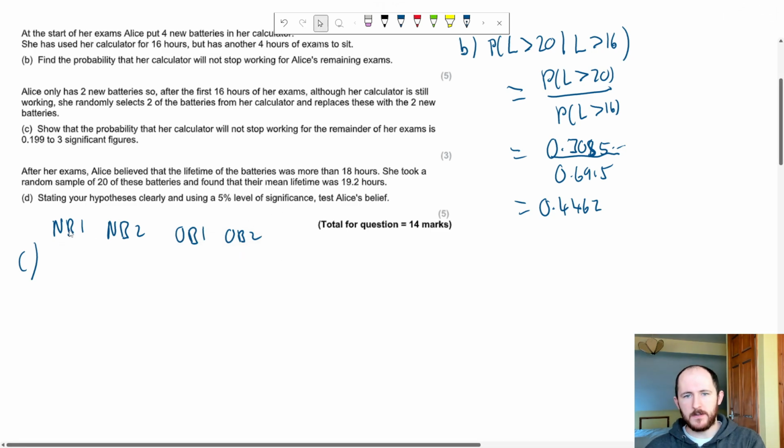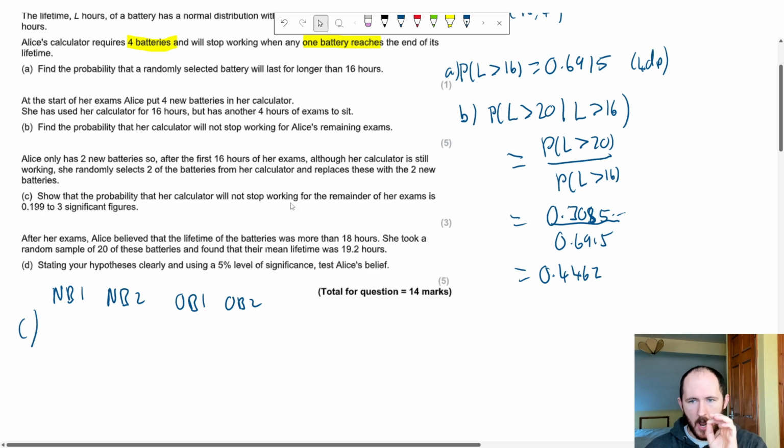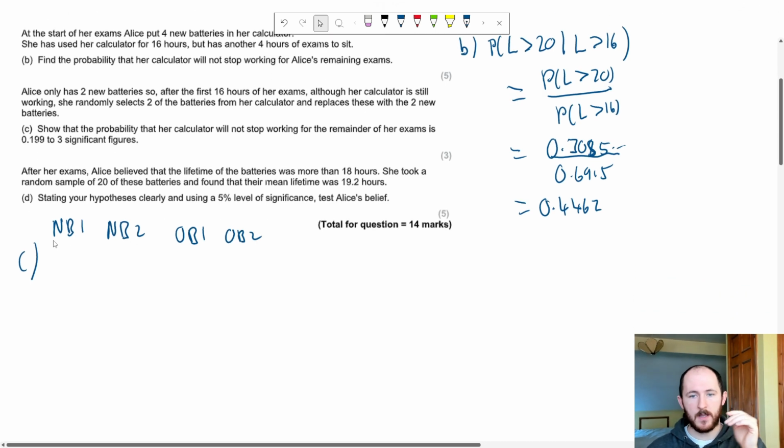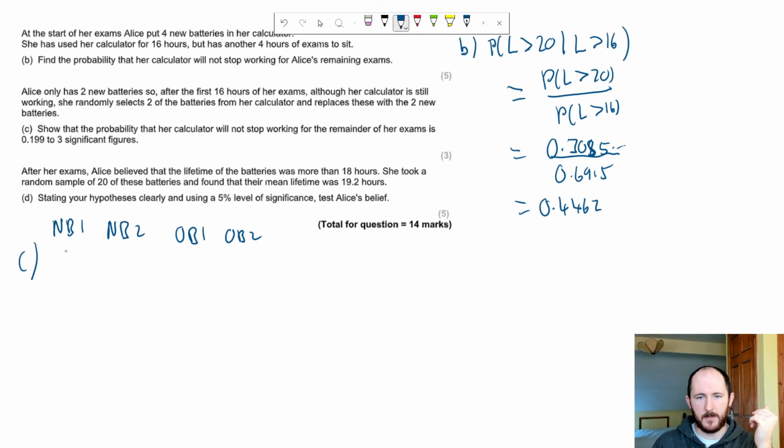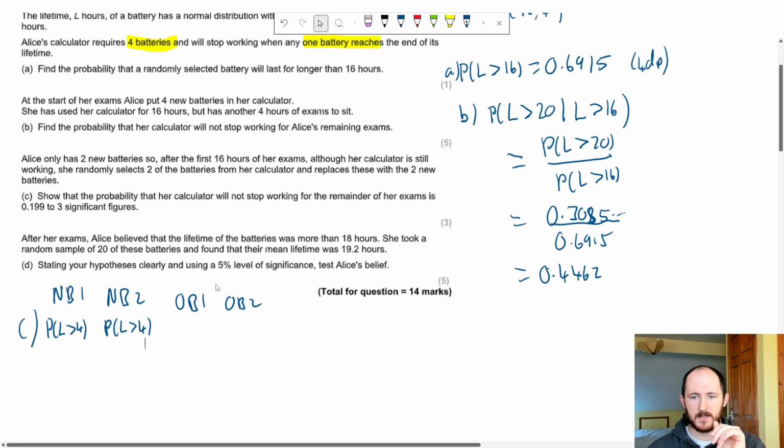So the first new battery only has to last for 4 hours, because she's already done the 16 hours of exams. She's replaced 2 batteries, so those batteries only need to last up until hour 20, so that's 4 more hours. What's the probability of that? Well, for new battery 1, it's going to be the probability that L is greater than 4. And that's also going to be true for the second battery, because remember, they're both brand new batteries. That's fairly nice. I might spread these out because the next 2 are going to be a bit longer.